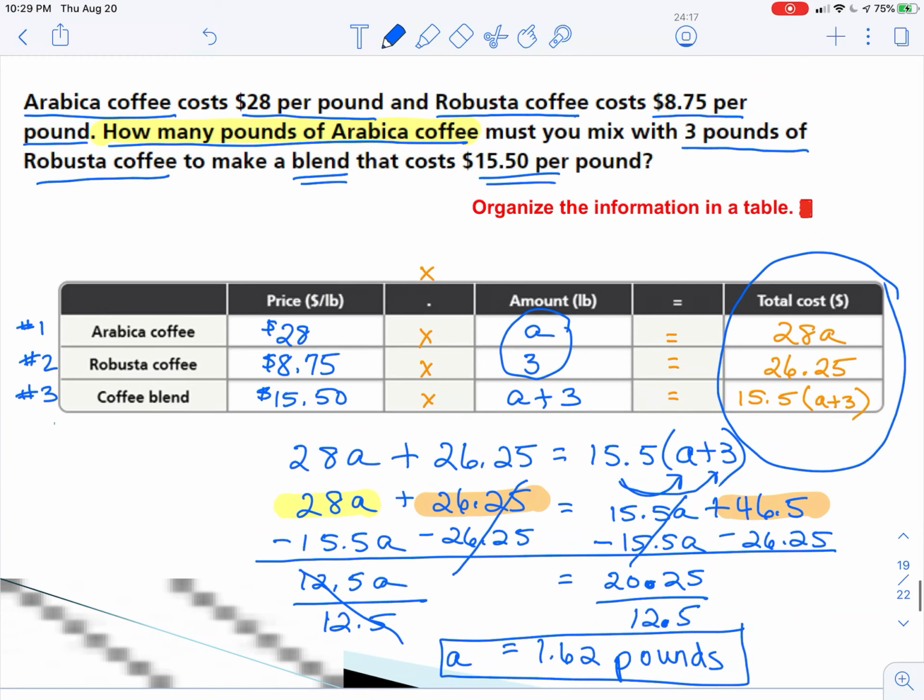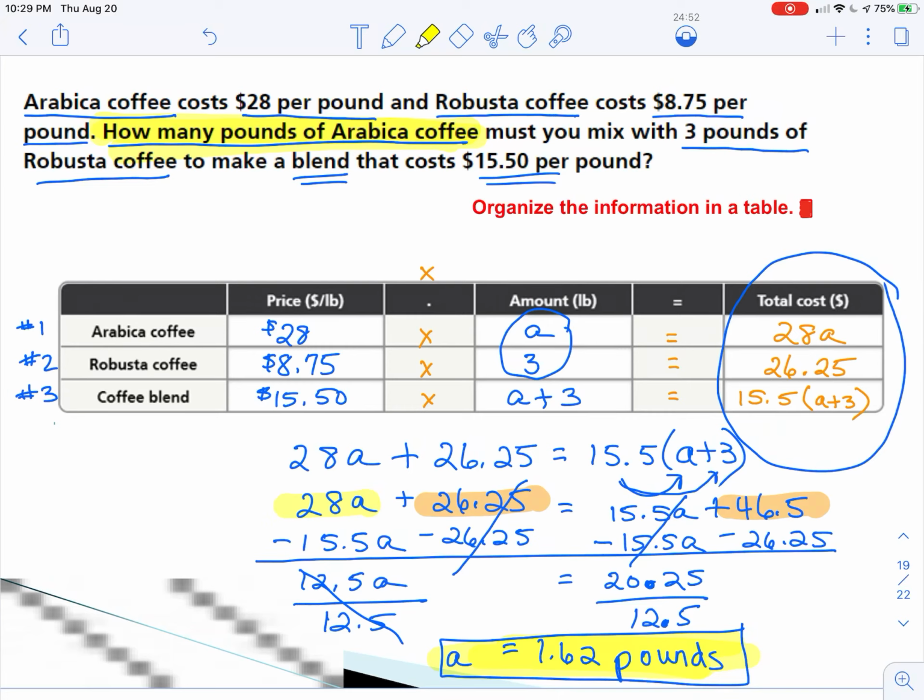So the question was, how many pounds of Arabica coffee, I have that highlighted in the original problem in yellow, will I need to mix with my Robusta coffee to make my new blend that's going to cost $15.50? Well, I need to take 1.62 pounds of the Arabica coffee. That's what needs to be mixed. Okay, and that's highlighted in yellow up in the original problem. So now I know how much of the Arabica coffee needs to be mixed in with the Robusta coffee to make my new coffee blend.